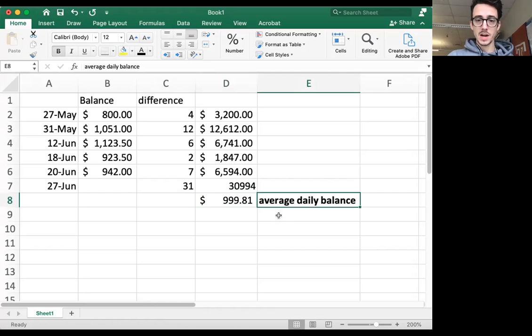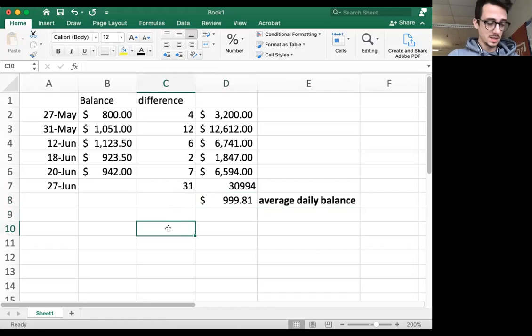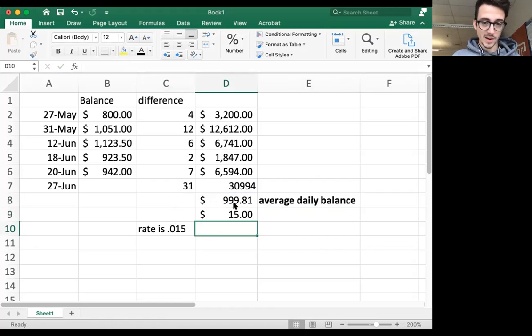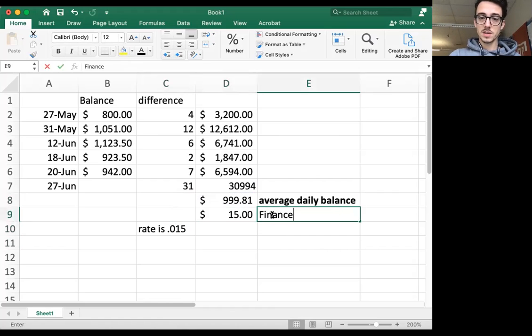We're also being asked to find the finance charge. So if we're going for the finance charge, we know that our rate is 0.015. So if we multiply by 0.015, we see that our finance charge is $15. So that was part B. So that part's done.